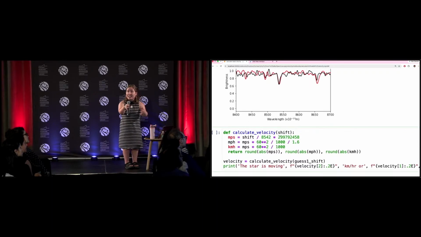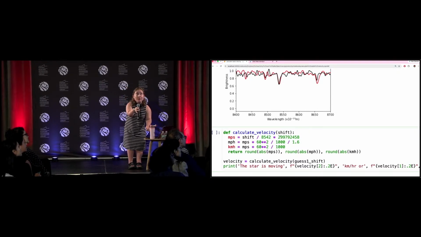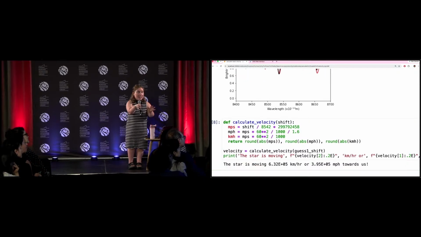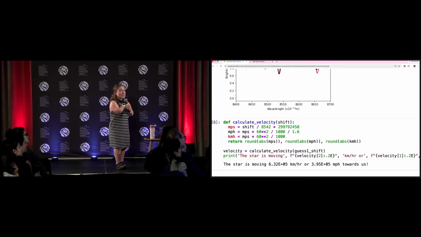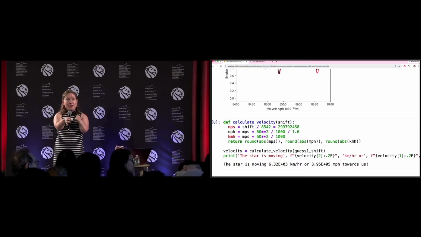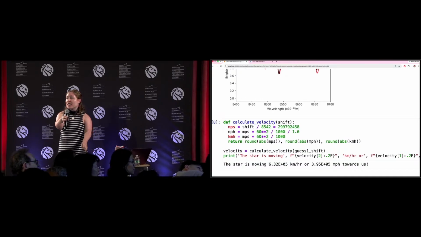So how fast is the star moving if we had to shift its spectrum by 5 times 10 to the negative 10 meters? So this is where you pick your units. If you did science class in the US, like unfortunately I did, then we're going to go with miles per hour. And so that's almost 400,000 miles per hour.